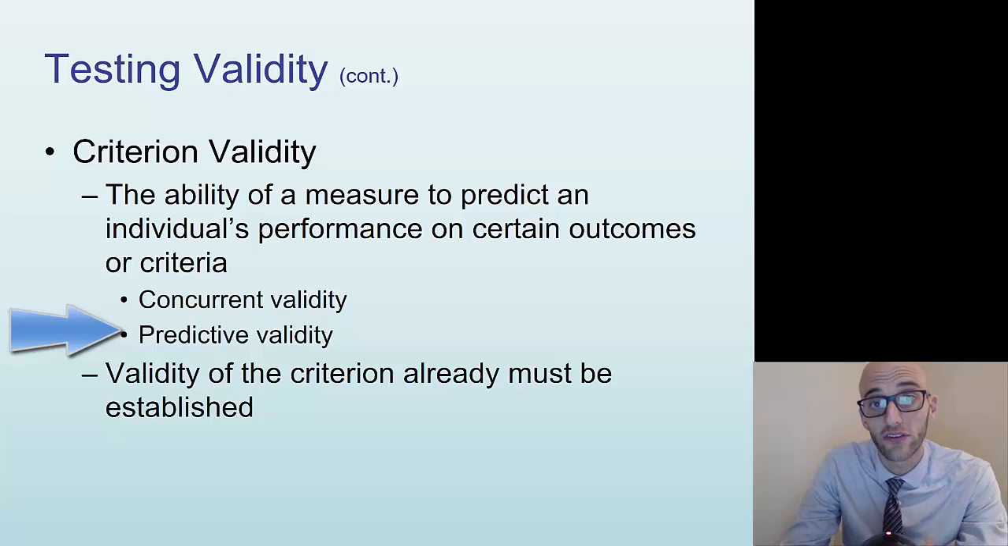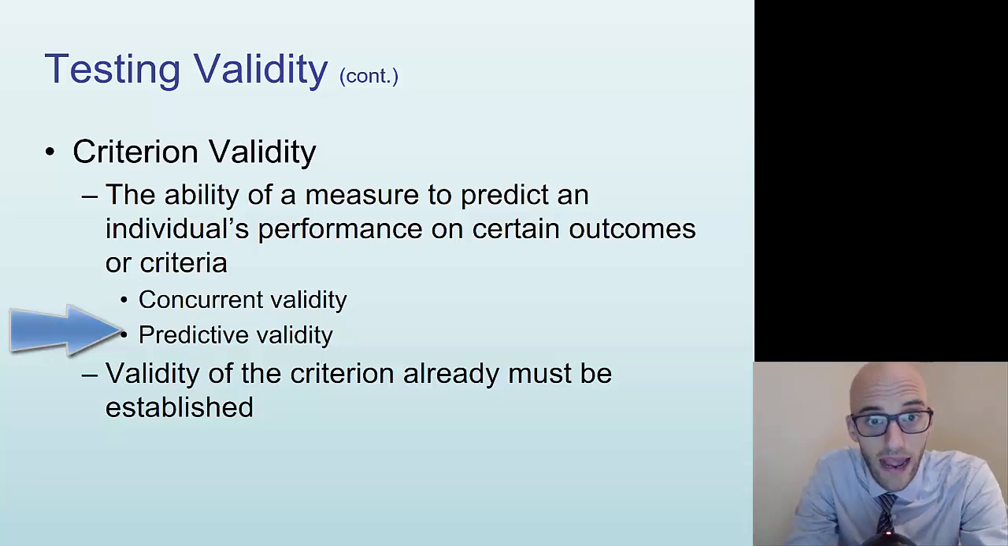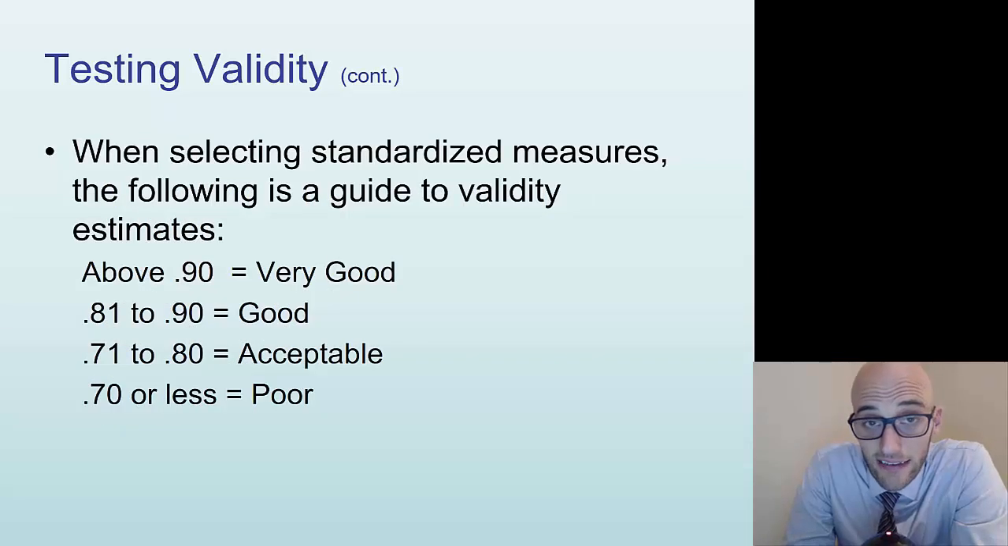Versus predictive validity, which would be if they scored excellent on the ACT, they should do really well in college later down the line. So it should predict future behavior. So when you're selecting a standardized measure, and a lot of people will do that for the single system design, it's good to have an idea of what's a guide to validity estimates. So if you see something above 0.9, it's very good validity. 0.81 to 0.9 is good, and so on and so forth.